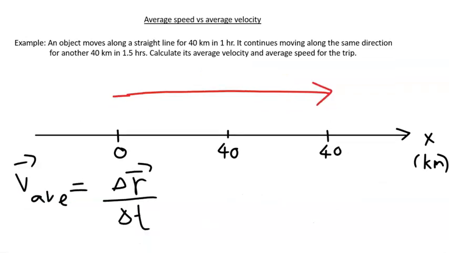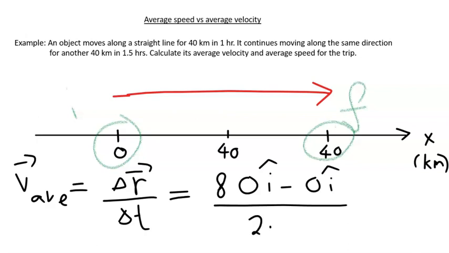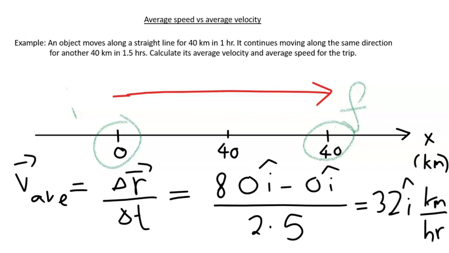Now what about the average velocity for the trip? The average velocity is given by the displacement. The displacement, as you can see, is 80 i hat minus 0 i hat, because this is the final point and this is the initial point, and that would give you an average velocity of 80 i hat over 2.5, and that's going to be 32 i hat kilometers an hour.